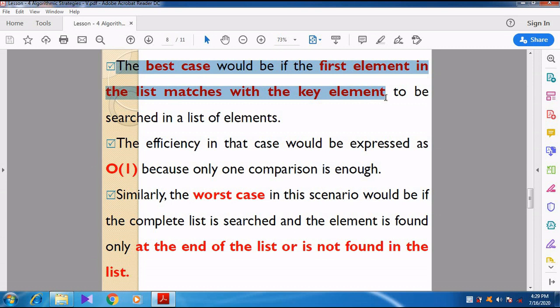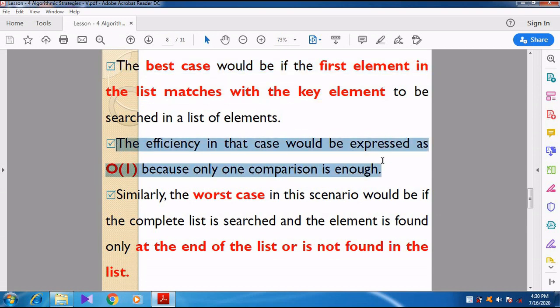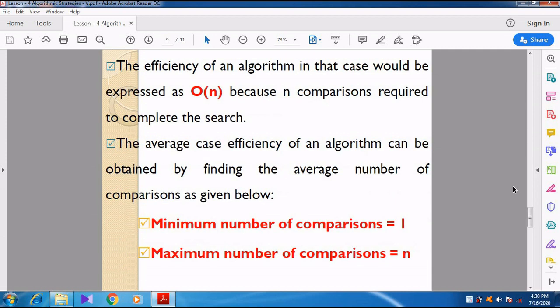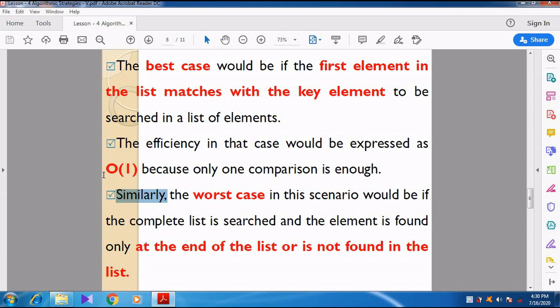If the first element in the list matches the key element, that is called the best case. In that case, the efficiency would be expressed as O of 1. Best case is represented by O of 1.